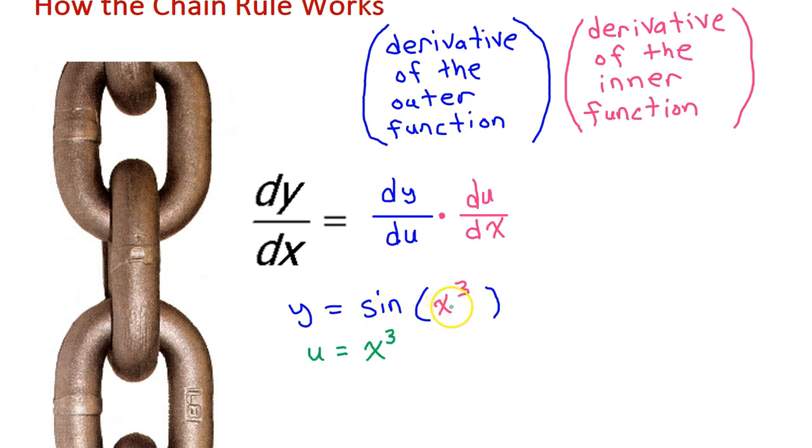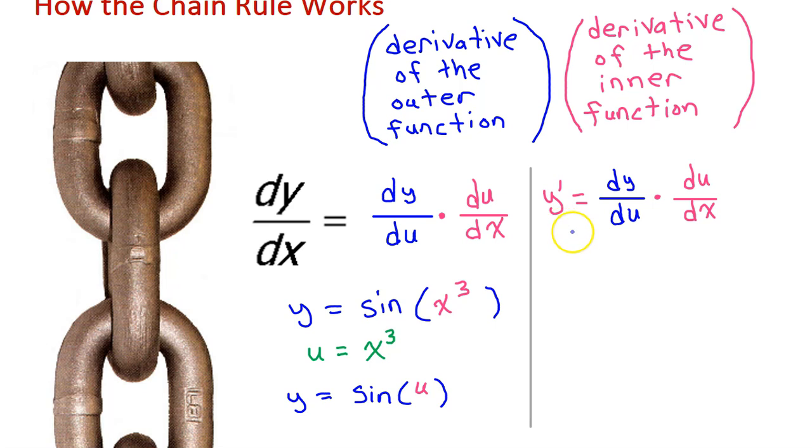Let's call the inner function u. So u equals x to the 3rd power. So we can think of y as the sine of u. According to the chain rule, y prime will equal dy du times du dx, the derivative of the outer function times the derivative of the inner function.